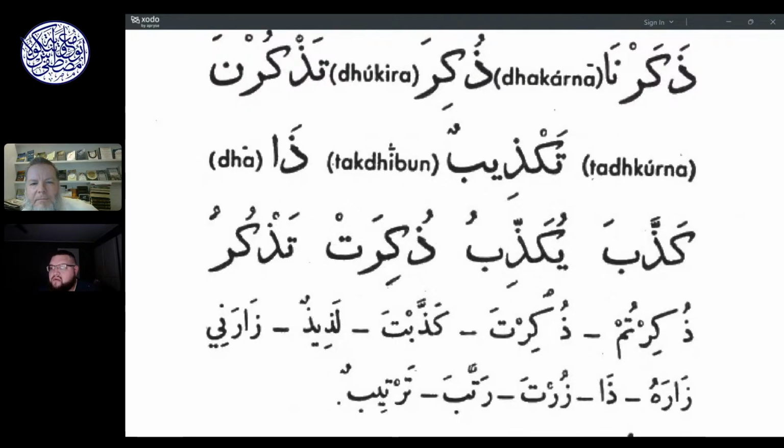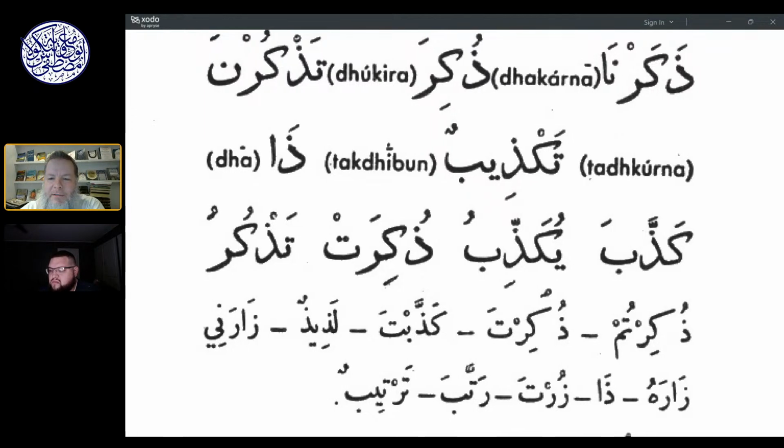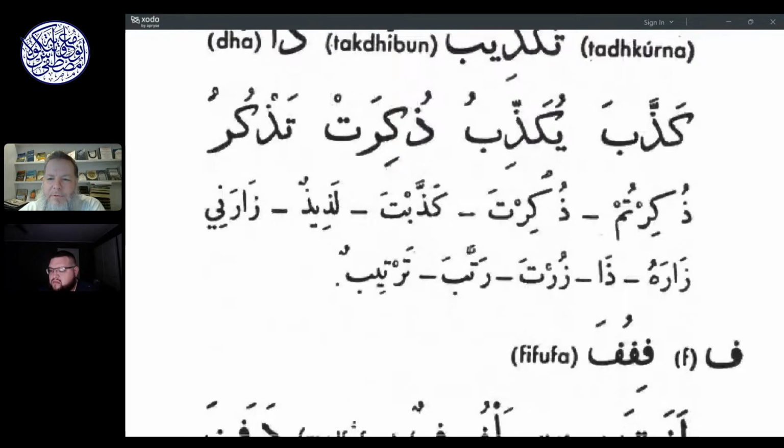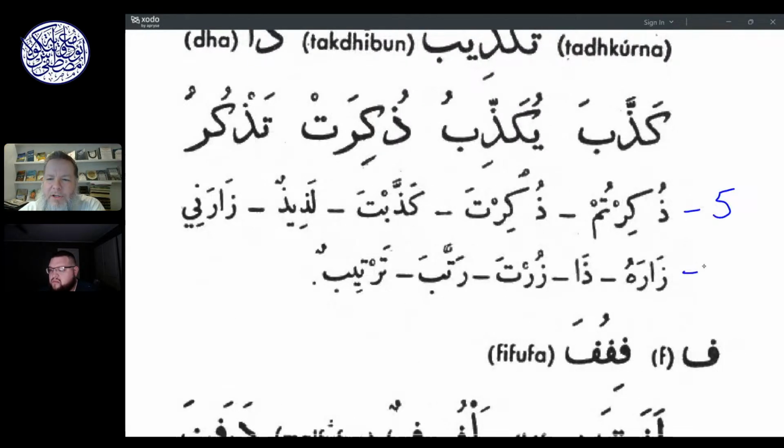Takdhibun. Exactly. A little more than the th. The th is a little soft, more like these and those. Takdhibun. And the last one. Yes. Okay. We'll read this next one, and then these two will be homework, inshallah.